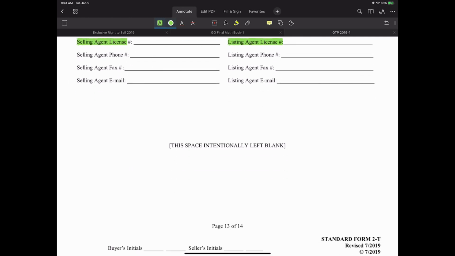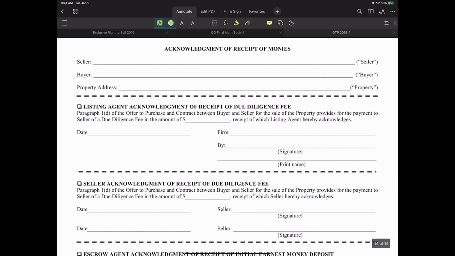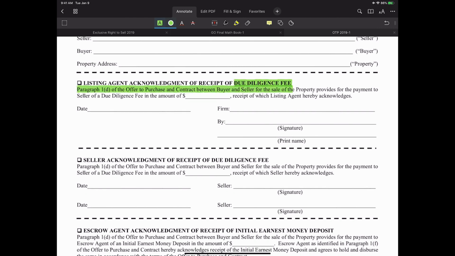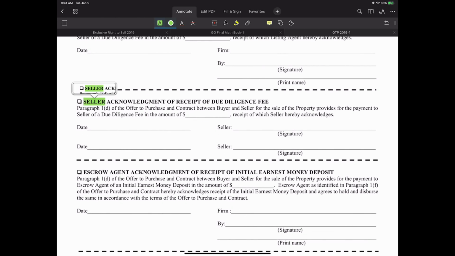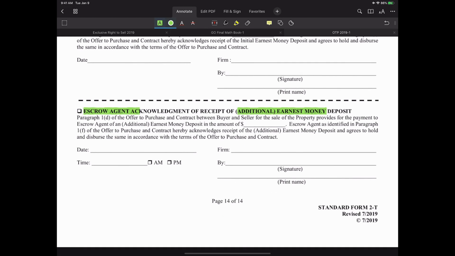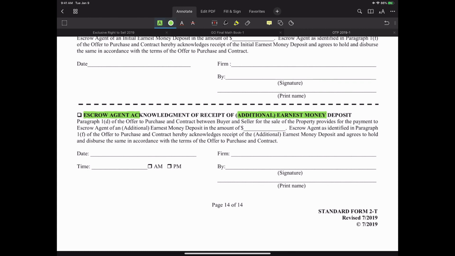And so then we roll on to the very last page, which actually isn't part of our contract per se. It's just where people can acknowledge if they received the due diligence fee. Maybe you're the listing agent and you got the due diligence fee, or maybe you're the seller saying, I got the due diligence fee from somebody. And then, of course, the escrow agent acknowledges whether they got initial earnest money or additional earnest money. I suspect your broker in charge will give you some clear instructions on this, because anytime you touch money, it needs to be accounted for, and this is a great way to do it.